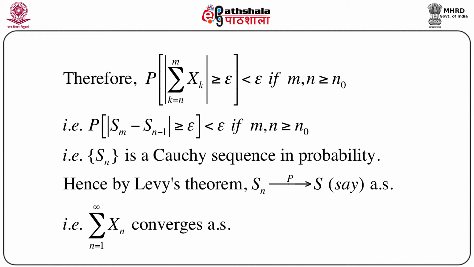So, this is the proof of Kolmogorov's convergence theorem, which is extremely important, as I have already mentioned, in probability theory. It relates to the convergence almost surely for a sequence of independent random variables, and we have used Chebyshev's inequality as well as Levy's theorem in order to prove this theorem. So, this can be considered a nice application of Levy's theorem.